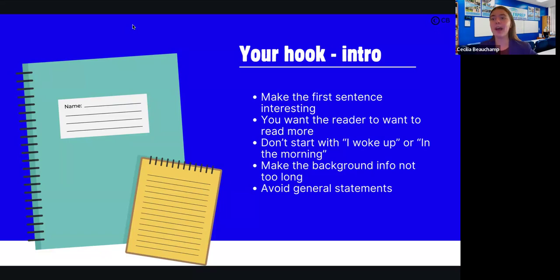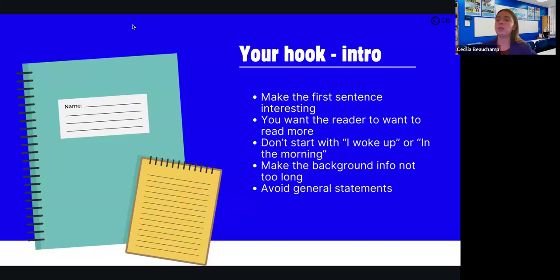You don't want to have half of your essay be about what you discovered about yourself when you were 5 years old. You can have that background info in a paragraph or two, but you don't want it to be over half of your essay because you want to get to the point of what this means for you right now, in the moment that you're in, in the present.